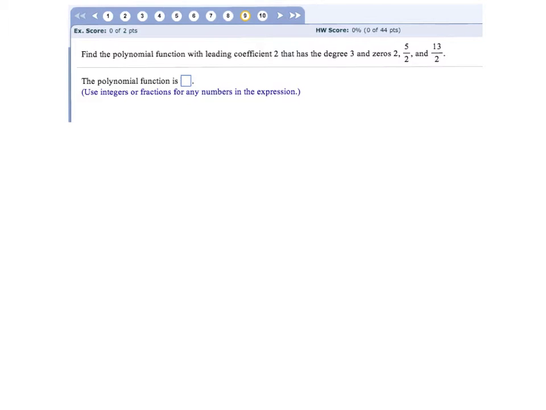This question states the following. Find the polynomial function with leading coefficient 2 that has degree 3 and zeros 2, 5 halves, and 13 halves.